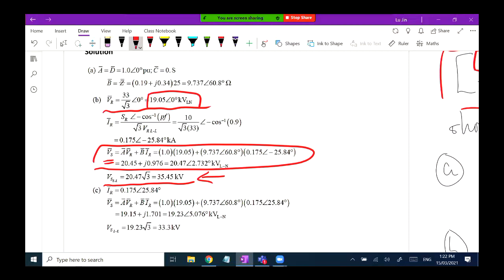Line to line always, unless the question states otherwise. Because, as mentioned, we have different connection patterns between the voltage generators and users. So from the viewpoint of transmission lines, we don't really worry about this. We always focus on the line-to-line voltages.